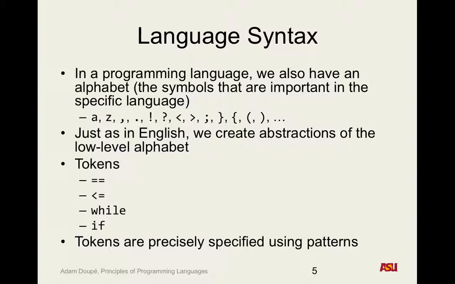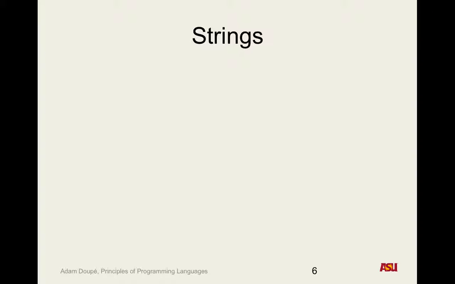But what about something like an identifier? So an identifier would be like a variable name or a function name. Right, those aren't something that we just specify. It's not exactly these two characters right after each other. So we actually have to have some way to define and express exactly what an identifier or a variable name can look like.